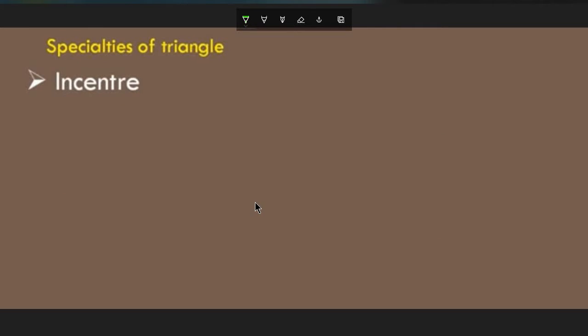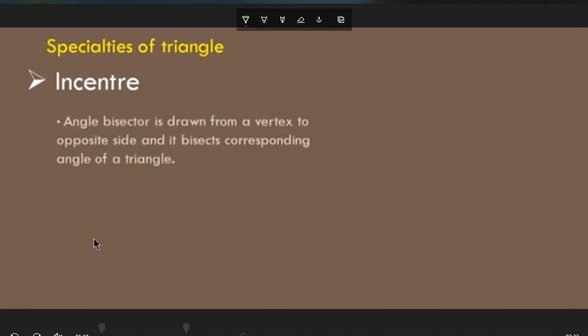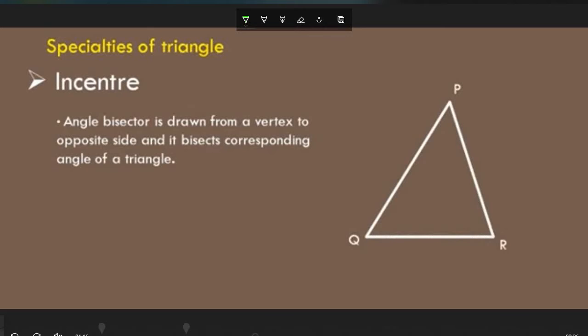Understood? Now the incenter is related to the internal angle bisector, and it is also found in the triangle here. It is written that an angle bisector is drawn from a vertex to the opposite side and it bisects the corresponding angle of a triangle. That means internal angles. Through that video we'll first understand these different types of angles here.